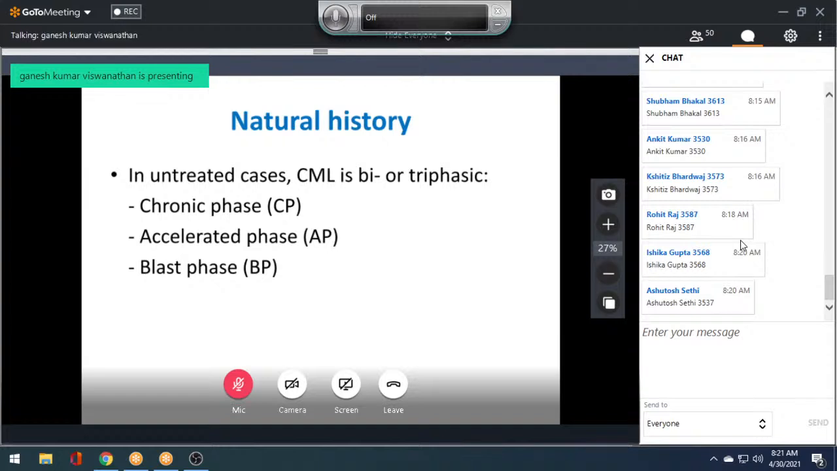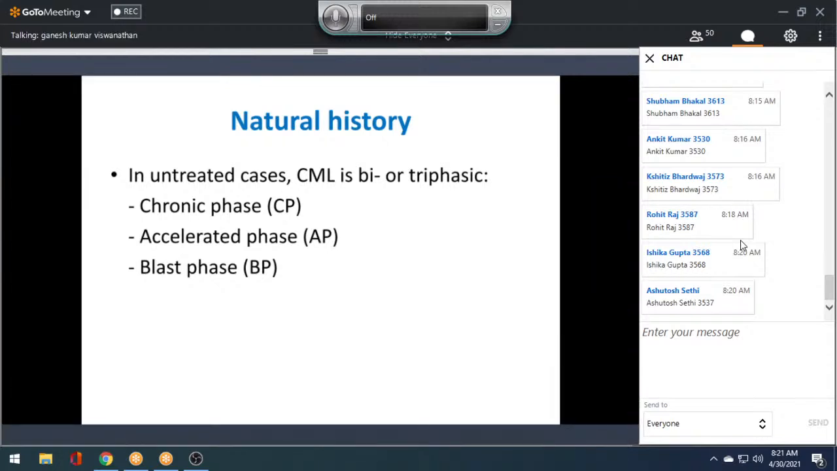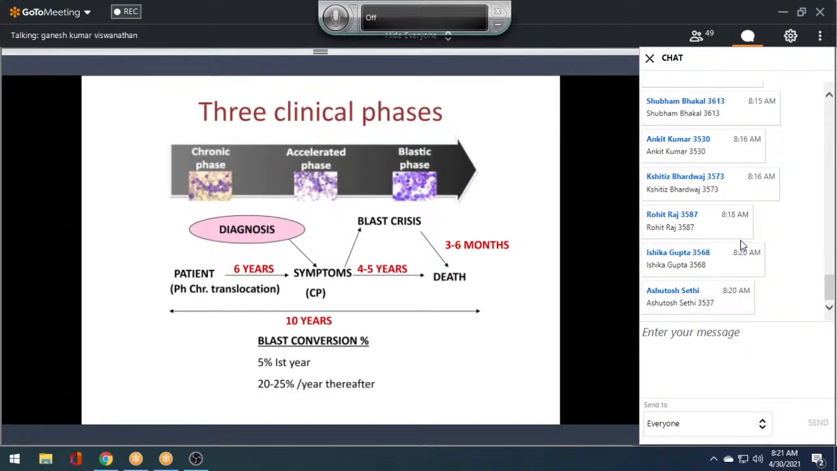So how does this behave naturally? It has 3 phases, commonly a chronic phase, accelerated phase, and blast phase. As the name implies, the chronic phase is relatively indolent. It goes on for a few months to years, whereas the accelerated and blast phases are very aggressive phases of the disease. If untreated, the patient succumbs to the disease in weeks or even months. Normally, if it's a chronic phase, if it's untreated, it has a few years survival.